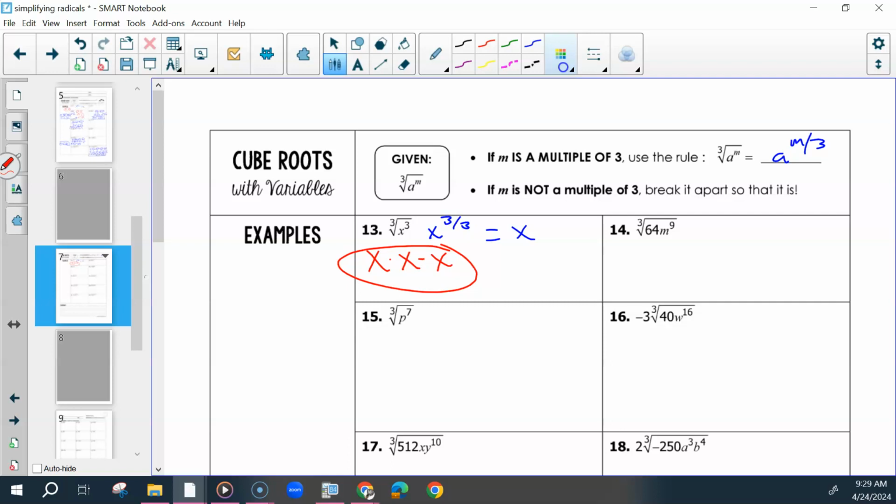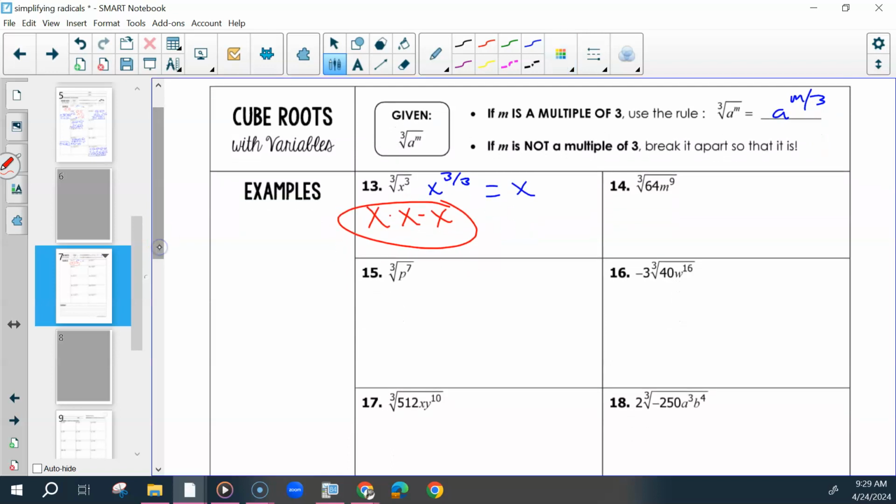We're going to skip 14 and do 15 and do those same rules. If I'm using this rule, I know 3 doesn't go into 7, but what's the closest number that 3 does go into? 6. So it would go into it twice. So this would be 6 over 3. The cube root of x to the 6 times x to the first. And then that would be x to the 6 over 3, which would be x squared. If I'm thinking how many times does 3 go into 7, it would be twice, with 1 left over.